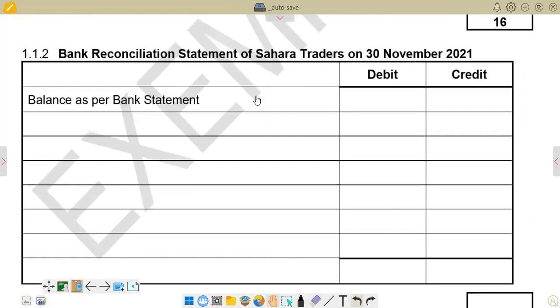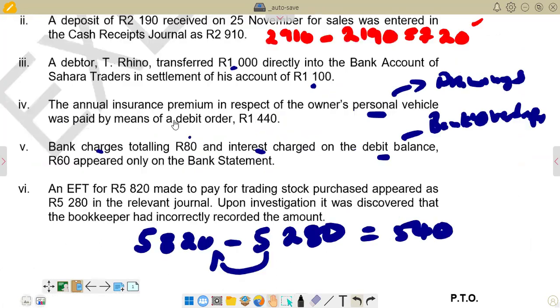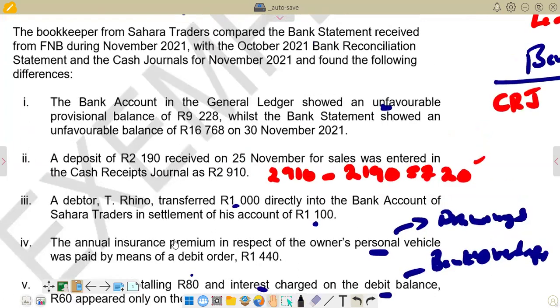This is our bank reconciliation. Obviously, we are going to start again with the balance as per bank statement. So we come here and look at the beginning of the question, where we are given the opening balance with the bank statement. This is the balance that we start the bank reconciliation with. The bank account in the general ledger showed an unfavorable balance of 9,220, while the bank statement showed an unfavorable balance of 16,768 as at 30 November 2021.